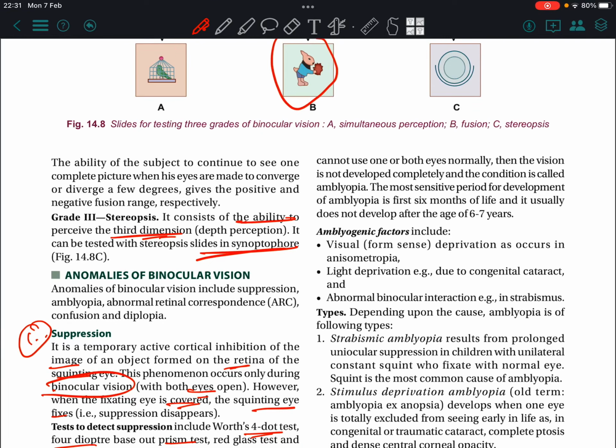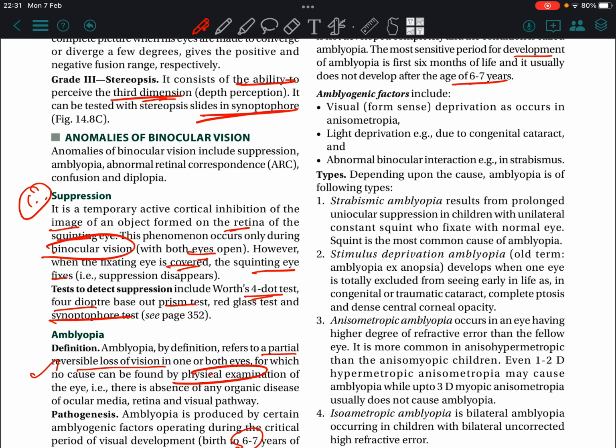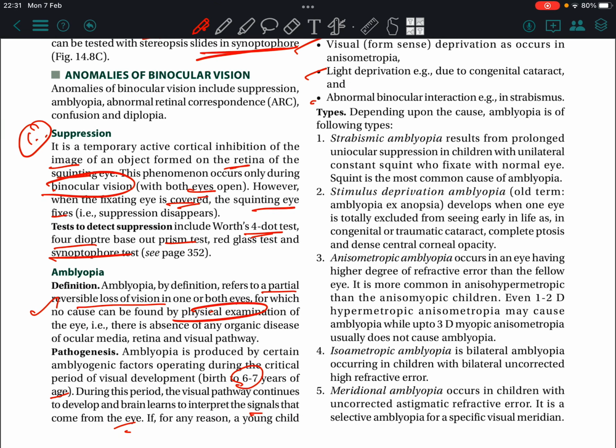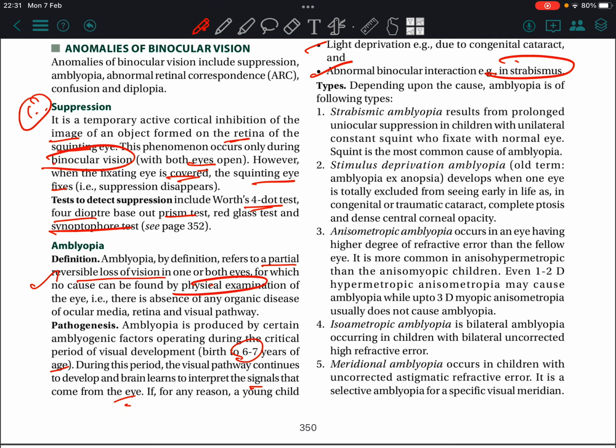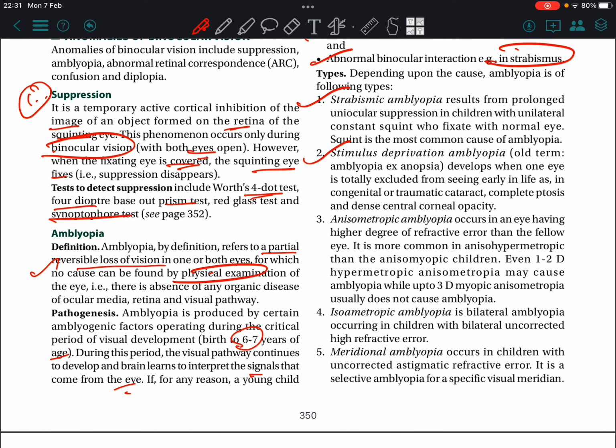The most sensitive period for development of amblyopia is the first 6 months of life, and it usually does not develop after the age of 6 to 7 years. Amblyogenic factors include visual deprivation, as occurs in anisometropia, tropia, light deprivation, and abnormal binocular interaction, for example strabismus. Types: strabismic amblyopia, stimulus deprivation amblyopia, anisometropic amblyopia, isoametropic amblyopia, meridional amblyopia.